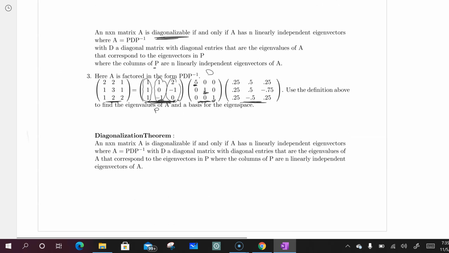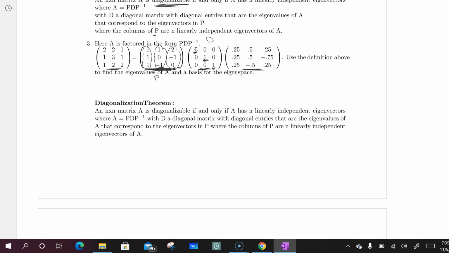All right, the diagonalization theorem says, if I have a square matrix, it is diagonalizable if and only if A has n linearly independent eigenvectors, not eigenvalues, eigenvectors, where I can make this A equal PDP inverse, where D is the diagonal matrix with the diagonal entries being the eigenvalues of A, and then the eigenvectors are in P. And so then they're linearly independent.